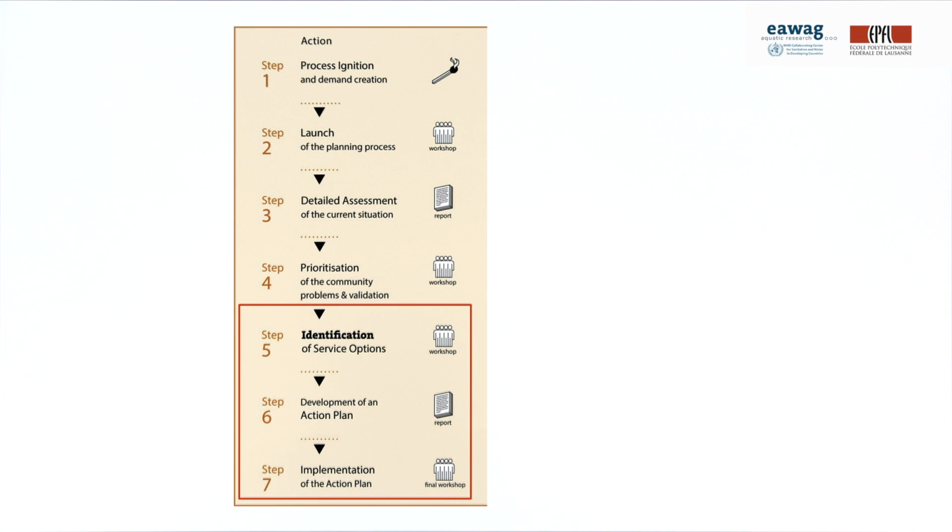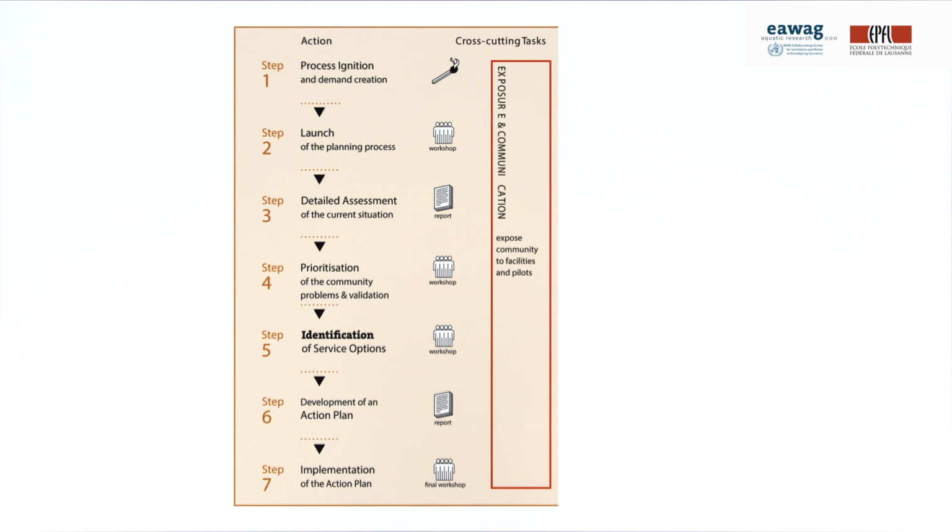Step 6 includes the development of an action plan. The action plan is also put together in a report format. And then finally, Step 7, which follows after the 6 planning steps, the implementation of the action plan. This can be kicked off, for example, with a final workshop.